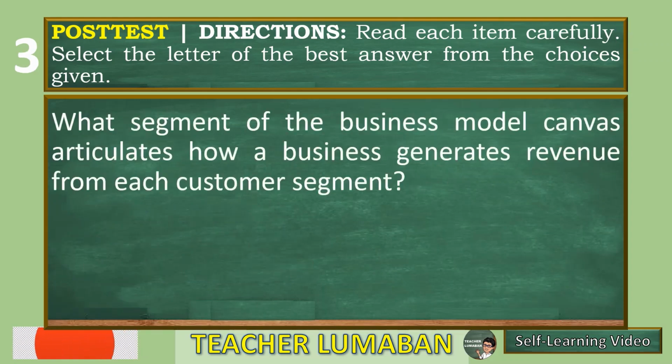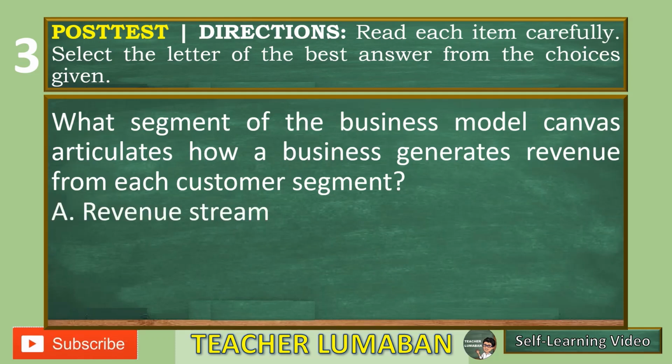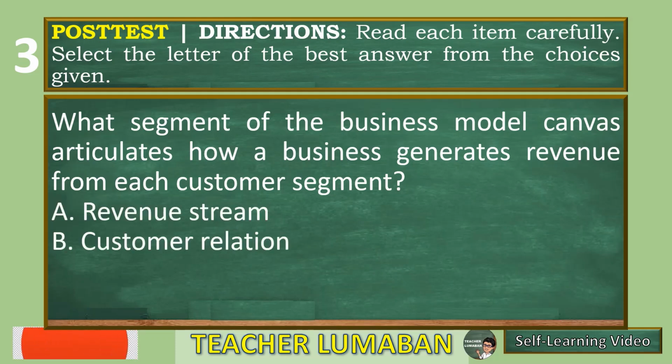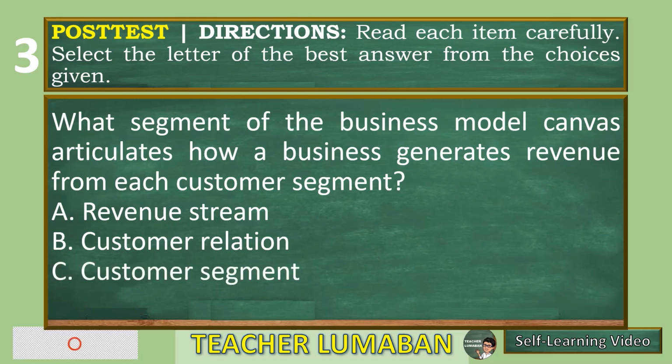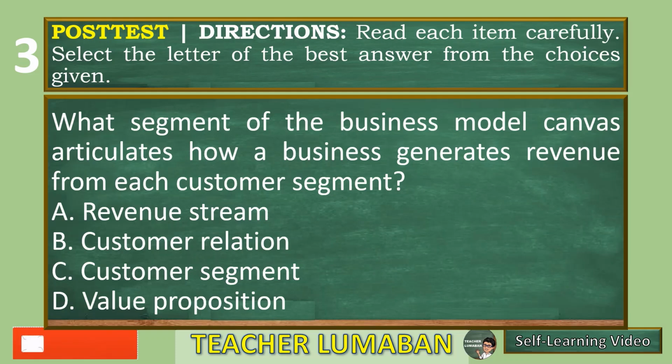What segment of the business model canvas articulates how a business generates revenue from each customer segment? A. Revenue stream. B. Customer relation. C. Customer segment. D. Value proposition.